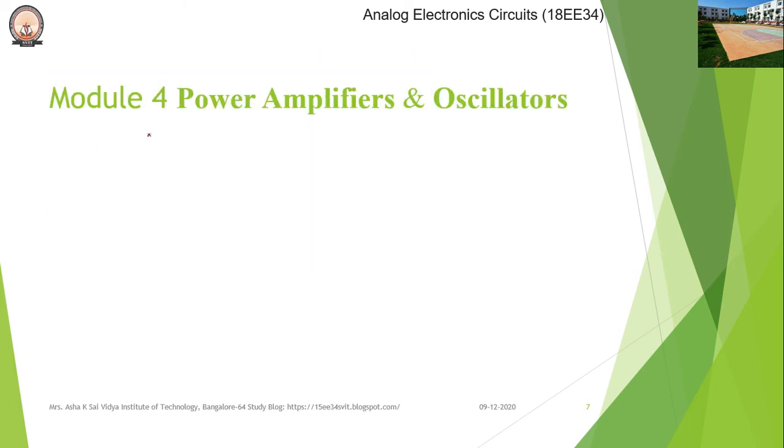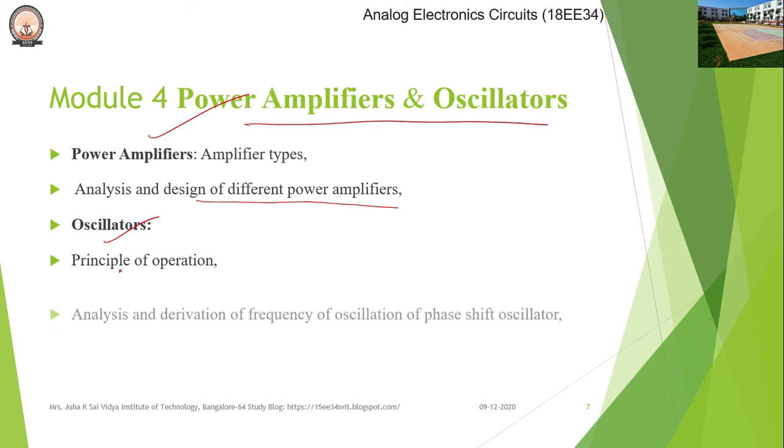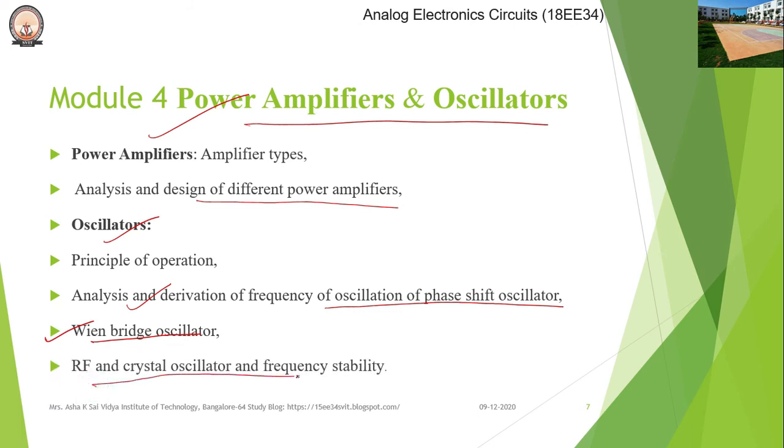The fourth module that we have here is power amplifiers and oscillator circuits. We discuss the different types of power amplifiers, and analysis and design of power amplifiers, and also we learn about the oscillator types. Based upon the classification of the oscillators, we have the principle of operation and also RC phase shift oscillators, that is phase shift oscillator, and also we have Wien bridge oscillators. We have RF and crystal oscillators and frequency stability of these oscillators.